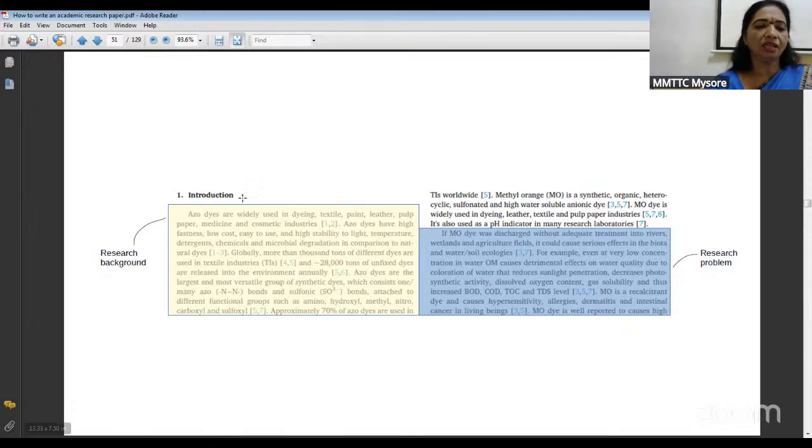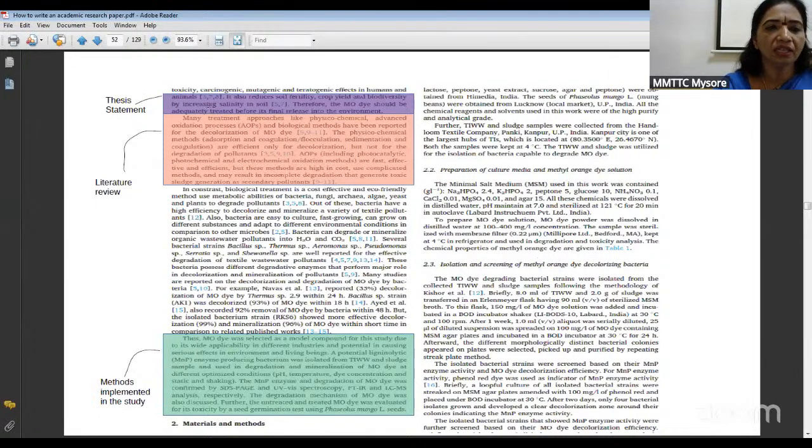So you see, this is the introduction. In the introduction, you can see that we have considered an example. This is the research background. And here they have stated a research problem, that's what I was telling you, the hypothesis. This is what has been done in the literature, and this is what they are doing in the future. Here you can see there is a thesis statement, that is a hypothesis statement, and then they have discussed the literature review, then the methods implemented in the particular study, and after that materials and methods. You see, the introduction runs around 1.5 pages.